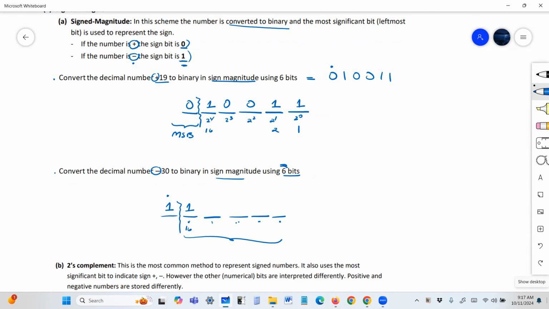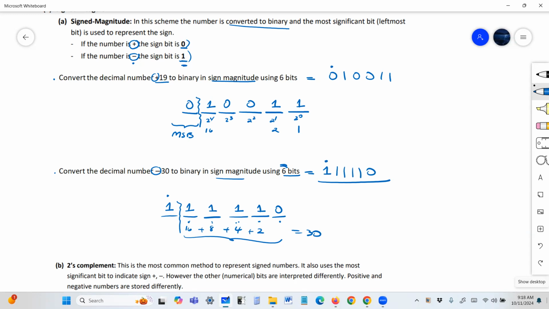So 1 here for 16, 1 here for 8, right? So this is 24. And 1 here for 4, 28. And 1 here for 2, 30, right? So there you go. 16 plus 8 plus 4 plus 2 is 30. So this is my 30. So this is the number 1, 1, 1, 1, 4 ones, right? And a 0. And this is the sign bit to represent minus 30.